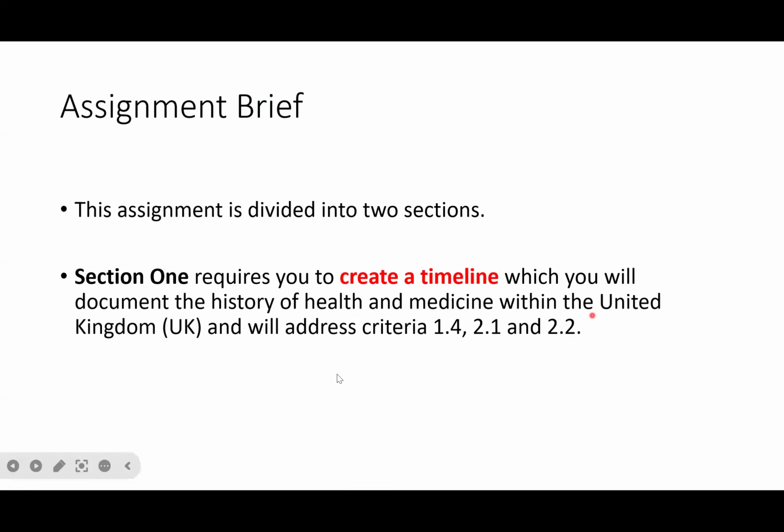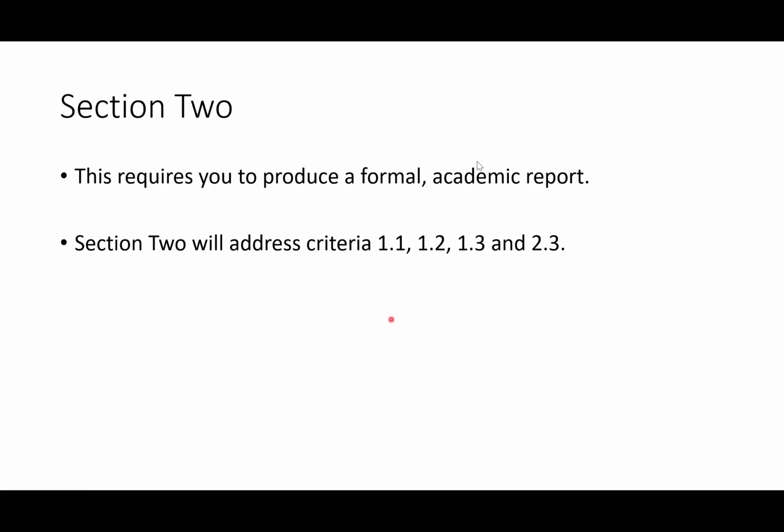So in line with these criteria, you will create a timeline. Again, I said the timeline has to have bullet points, where you would show the dates, the specific dates, and very briefly mention what happened in those specific dates within the United Kingdom with regards to the history of health and medicine. You can make use of the documents that we have provided to you, the reference material, and also of documents on the internet.